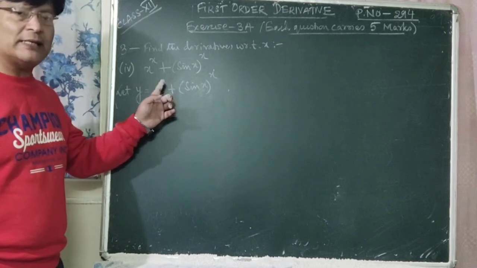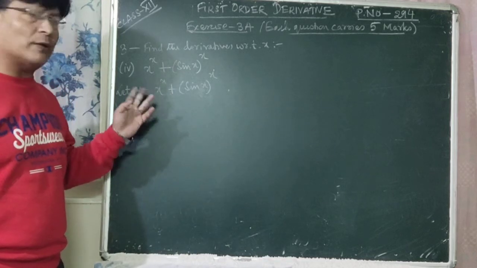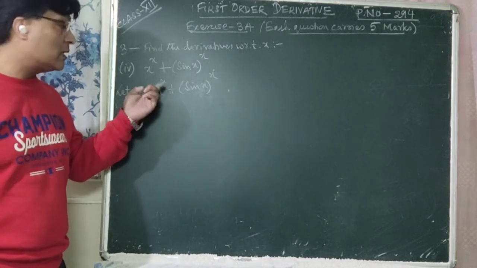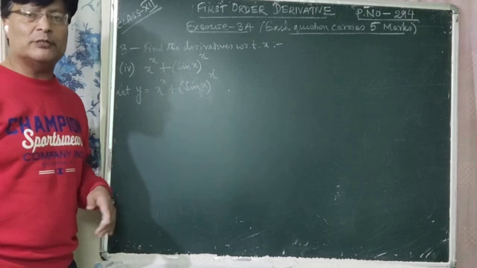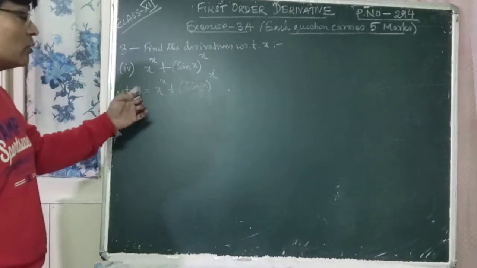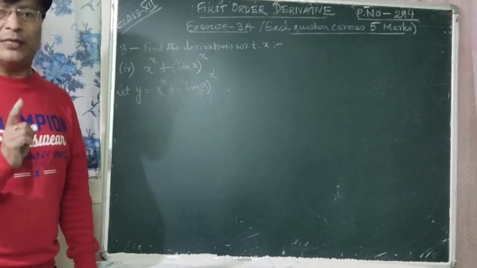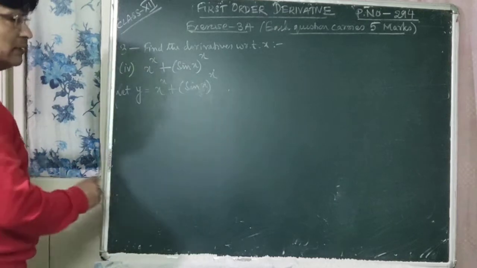If there is a plus sign or minus sign, you can't take log on both the sides. But instead of a plus or minus sign, if there is a multiplication sign or division sign, you could have taken log on both the sides. But if there is a plus or minus sign, you cannot take log on both the sides. So in this case, the method is different.